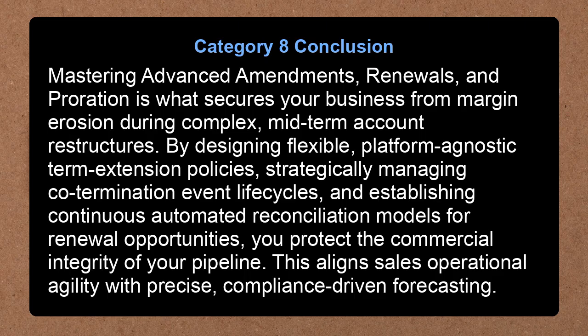Category 8 Conclusion. Mastering advanced amendments, renewals, and proration is what secures your business from margin erosion during complex, mid-term account restructures. By designing flexible, platform-agnostic term extension policies, strategically managing co-termination event lifecycles, and establishing continuous automated reconciliation models for renewal opportunities, you protect the commercial integrity of your pipeline. This aligns sales operational agility with precise, compliance-driven forecasting.